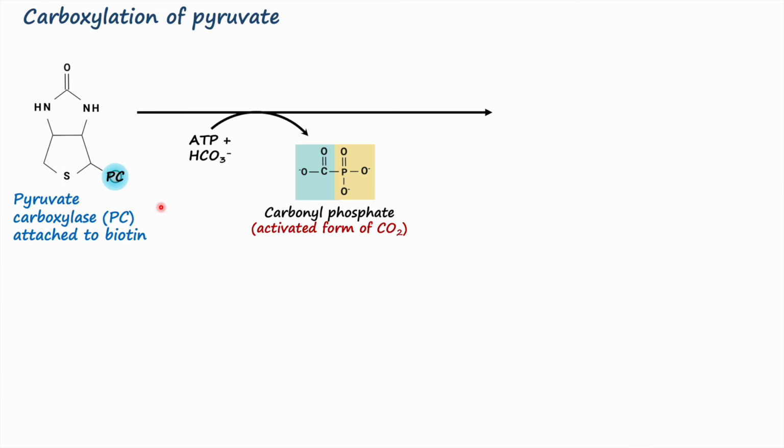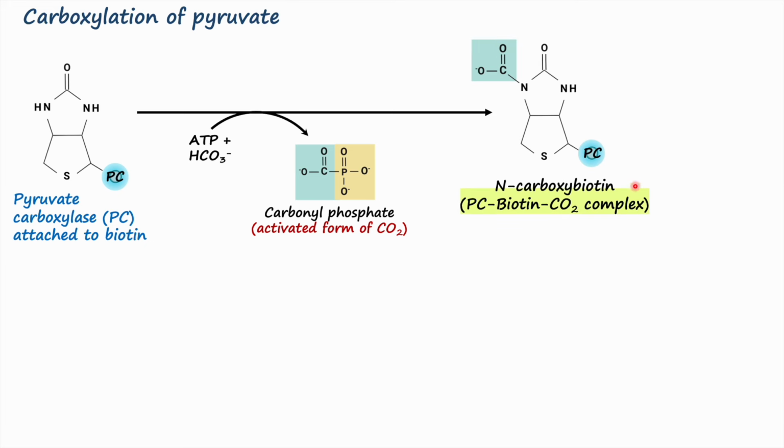Here is the simpler version. This is biotin, which is covalently linked to the pyruvate carboxylase enzyme. And here we have ATP and bicarbonate. When they interact, they form carbonyl phosphate, which is the activated form of carbon dioxide. When carbonyl phosphate interacts with biotin, which is covalently linked to pyruvate carboxylase, they form N-carboxybiotin. N-carboxybiotin is the complex of pyruvate carboxylase, biotin, and carbon dioxide. The carbon dioxide from carbonyl phosphate is transferred onto biotin, and the reaction also releases inorganic phosphate.